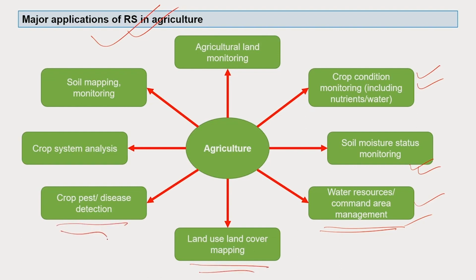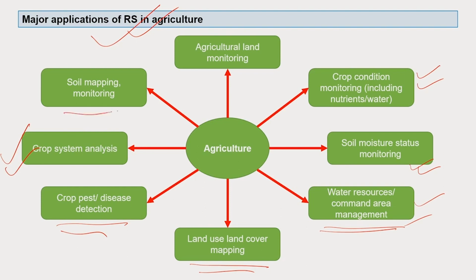Crop pests and diseases, they can help you understand how much area is under infestation by a pest or a disease. Crop system analysis, the crop system itself you can analyze, and here you can bring in the crop model also and integrate it with remote sensing or GIS.